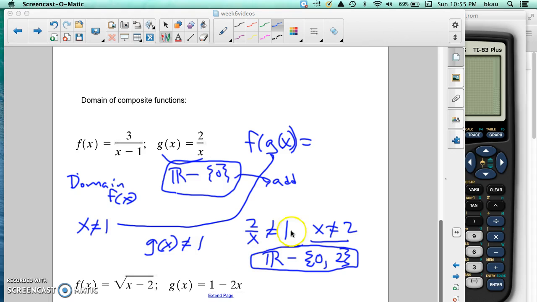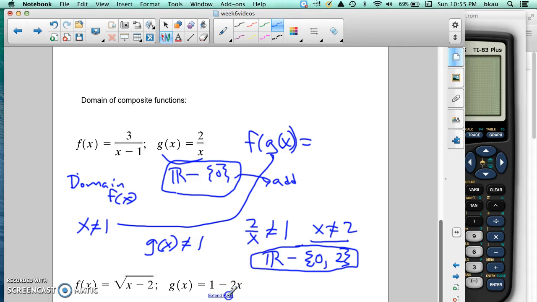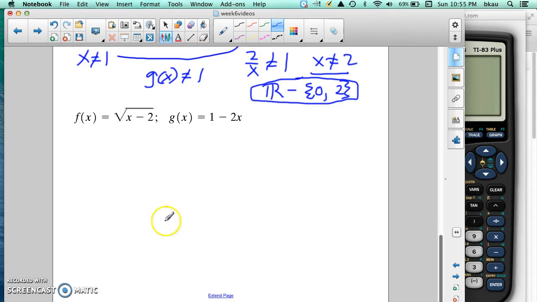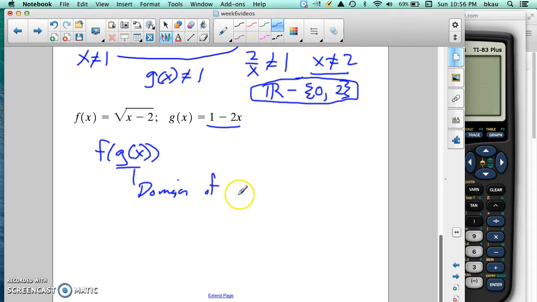Okay, now let's look at our final example of finding the domain of a composite function. So we're going to do the same thing here. We're going to look at f of g of x. Okay, so we're going to look and see when g of x is restricted. So in this case, this is a line, so the domain of g of x is all real numbers. So we don't have any restriction there.